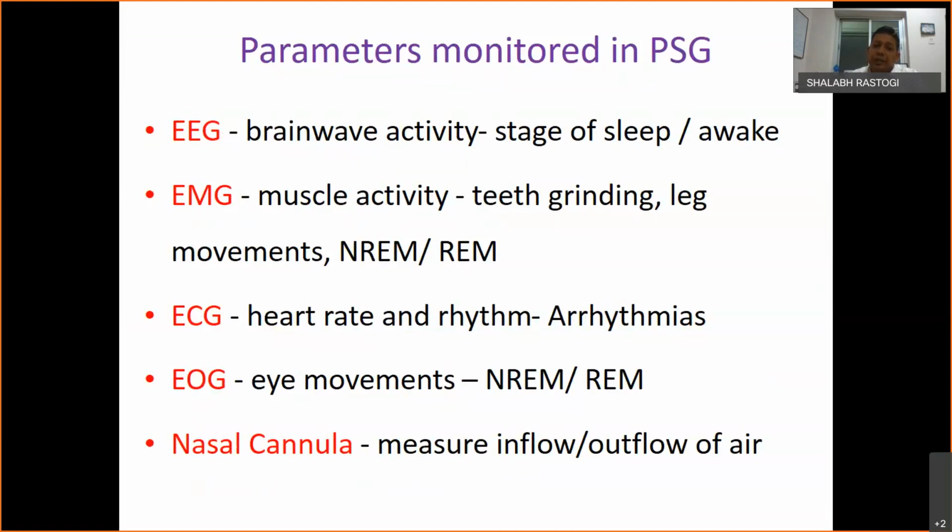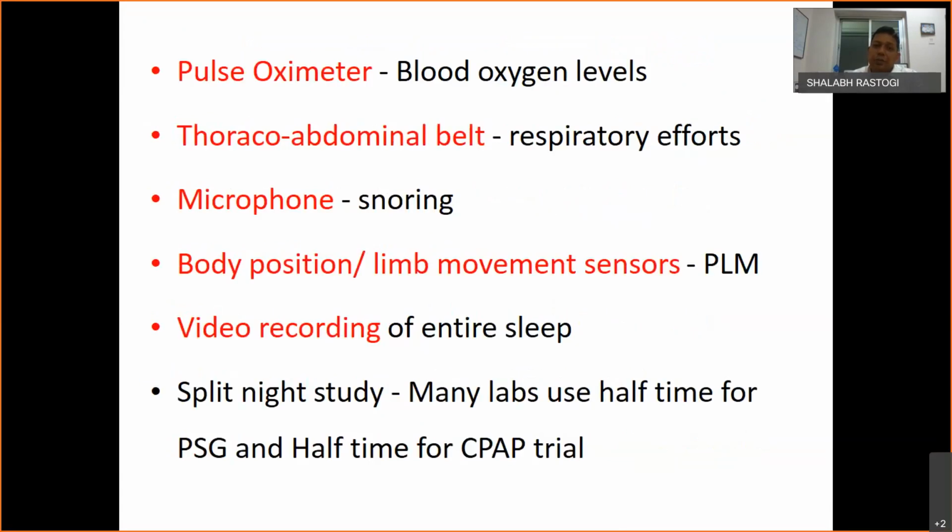ECG monitors heart rate and arrhythmias. Electrooculography monitors the eye movement, which can differentiate between REM and non-REM states of sleep. Nasal cannula measures the inflow and outflow of air. Pulse oximetry measures saturation. The thoracoabdominal belt gives information about the respiratory effort. A microphone is used for snoring, with body position and limb movement sensors to measure periodic limb movement, and video recording for the entire sleep. That will tell us the amount of restlessness during the sleep.